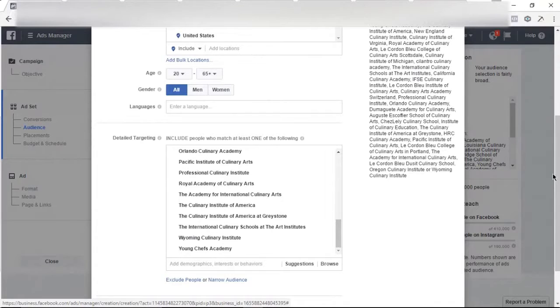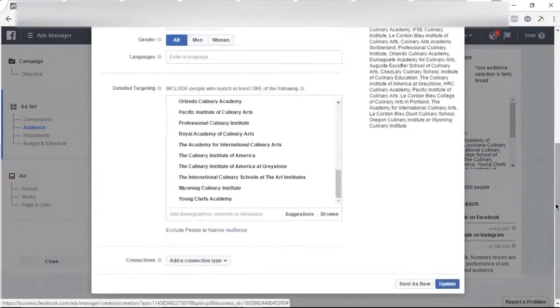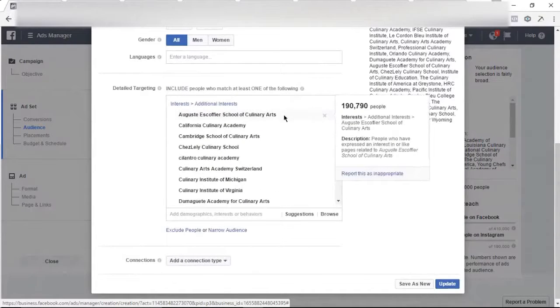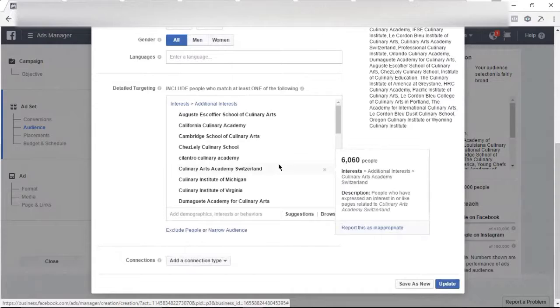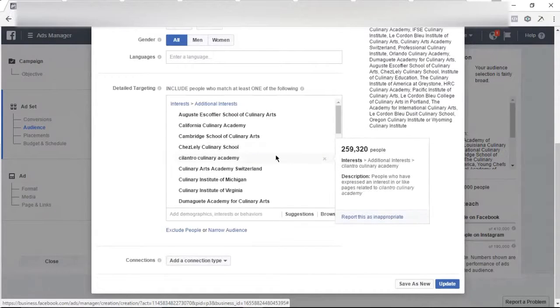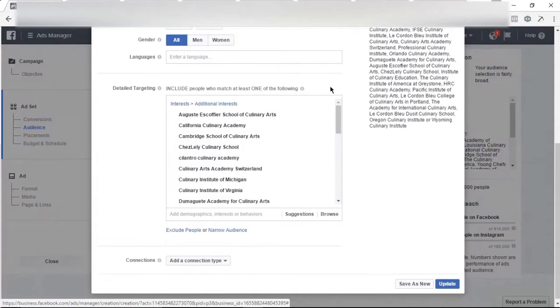Actually, if this was a large enough audience, you could take a larger piece of it. I'm not going to show it. Like this one has 259,000. Now you may want to find a school, and this probably wouldn't work for schools.